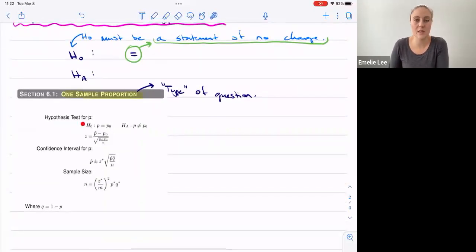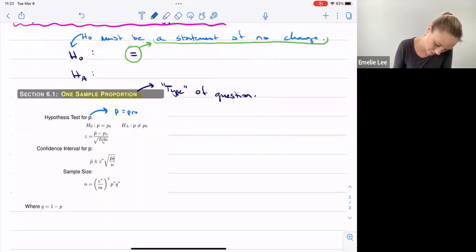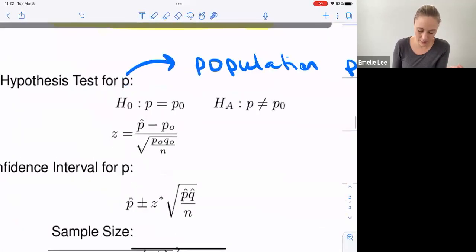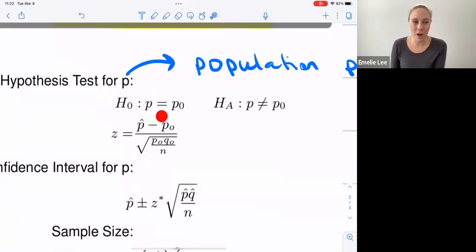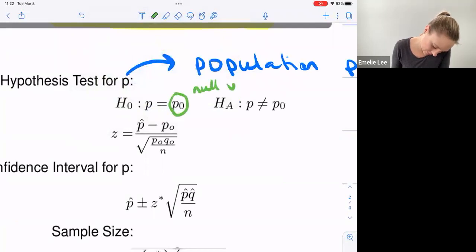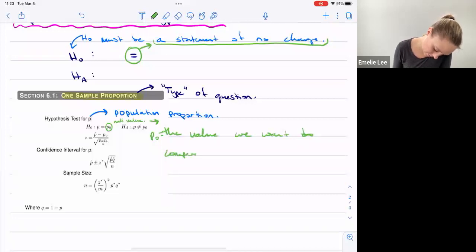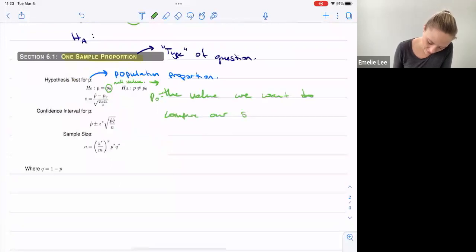So our hypothesis test is going to be for P, the population proportion. That means our hypotheses will be about P, and it's going to be comparing the population proportion to some hypothesized proportion, some null value. This P naught is the null value, which is the value we want to compare our sample statistic, or our statistic, to.